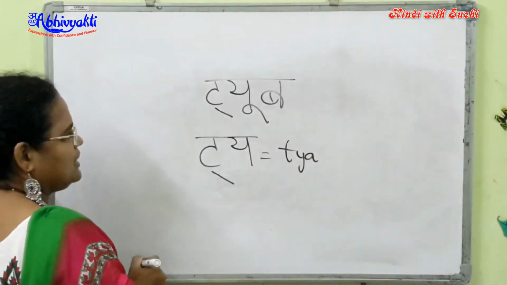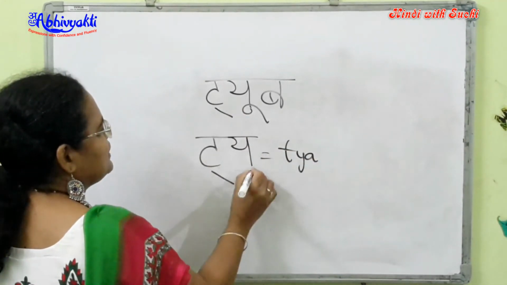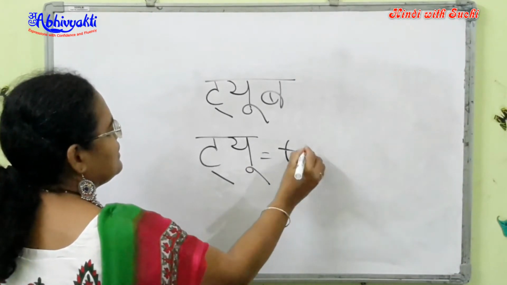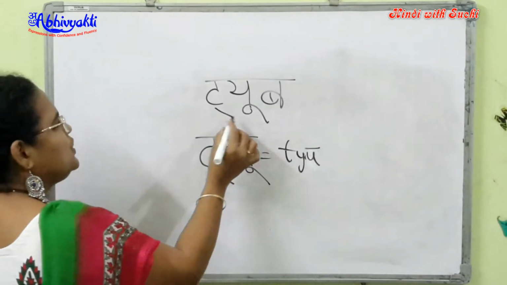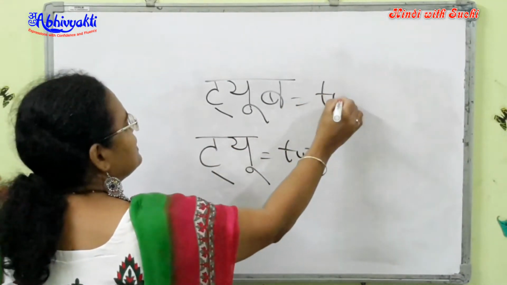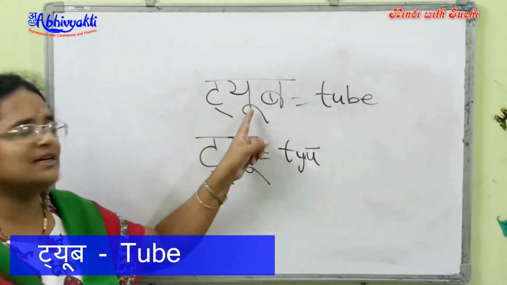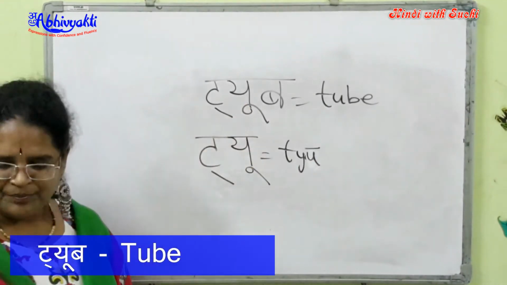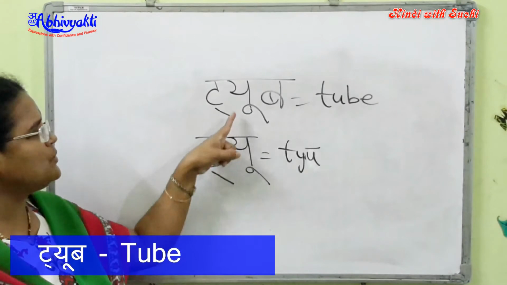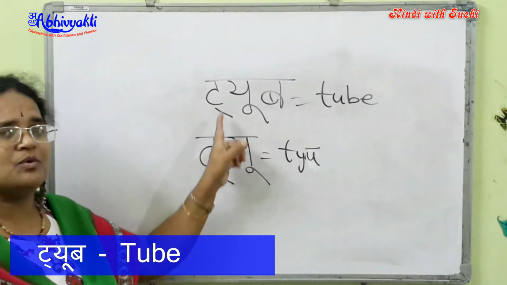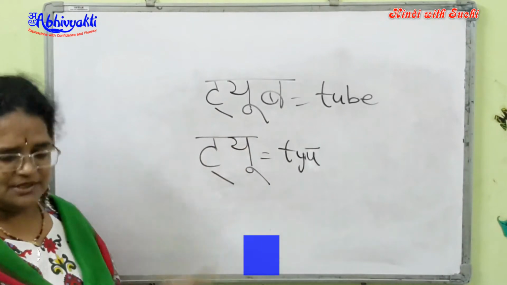Now I have ta and ya here with u matra. So this becomes tube. Now because you are pronouncing the y in there, we write the y there. Hindi is a language where you write what you are saying and you say what you write. No silent letters.